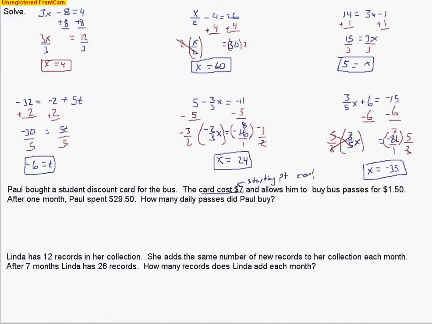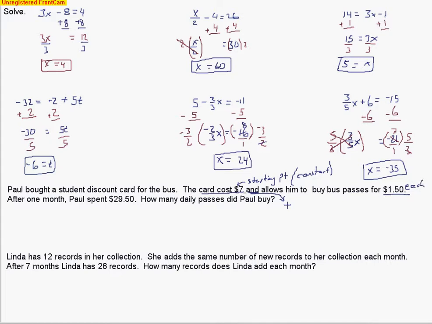That's what we would call this, because nothing's being multiplied by that number. So the $7, and this tells us that there's something else. That means we're going to add something to it. And it allows him to buy bus passes for $1.50. So he can buy these bus passes for $1.50 each. And so it's like one bus pass costs $1.50.